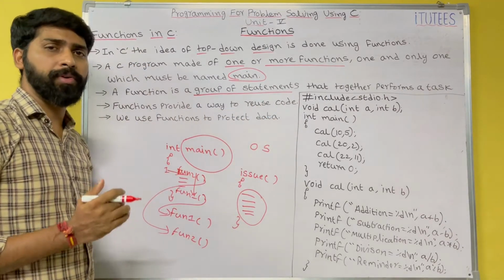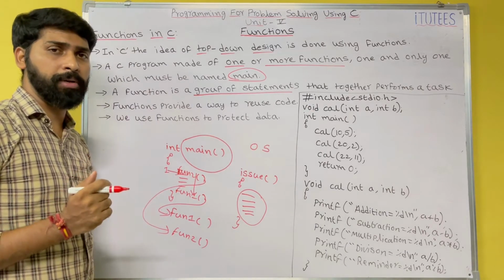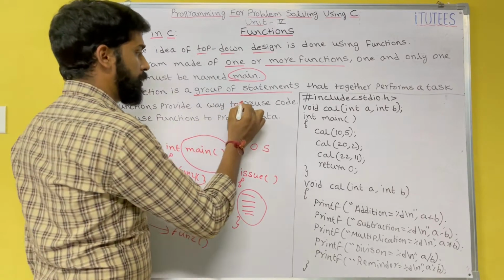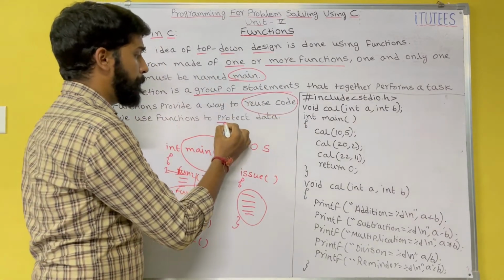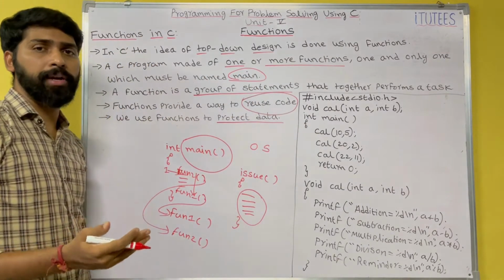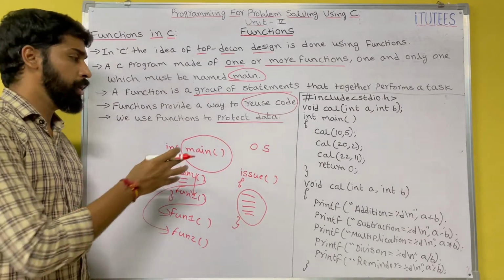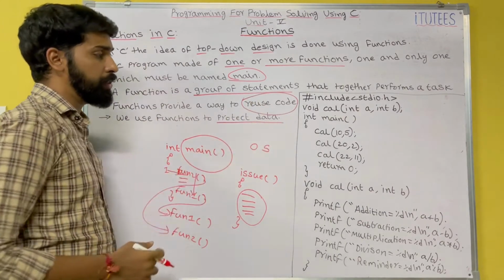So what is the purpose of a function? What is the advantage of a function? The main advantage of a function is reusing the code. We also use functions to protect the data. That means you can provide security to the data. So now we discuss these two points with an example.